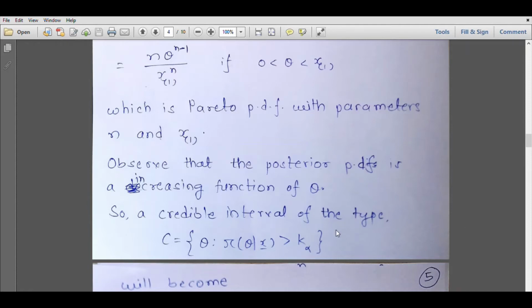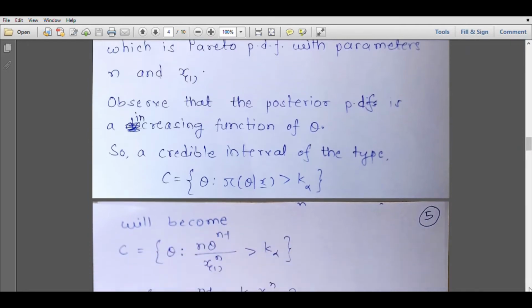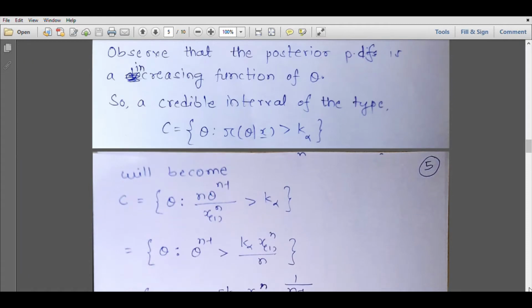So if we consider an interval which collects thetas like this, then if we substitute the expression of pi theta given x, it will be simply the collection of all theta such that n theta raised to n minus 1 upon x ordered 1 raised to n is greater than say k alpha, where k alpha is a positive constant which depends on the confidence coefficient of the interval.